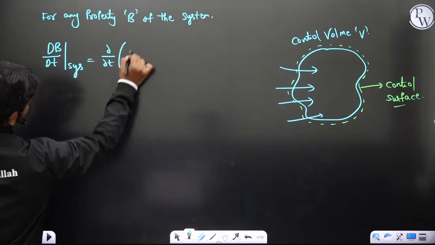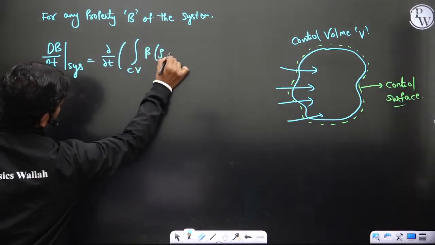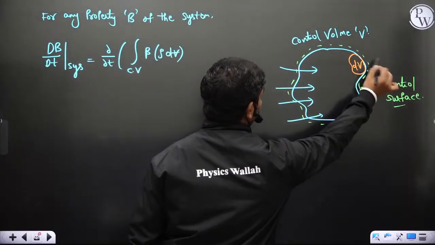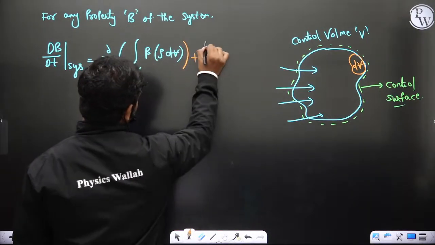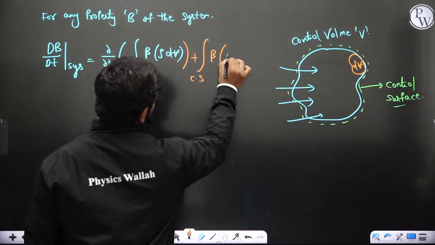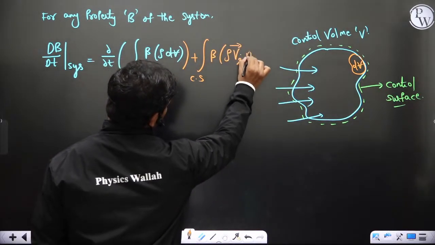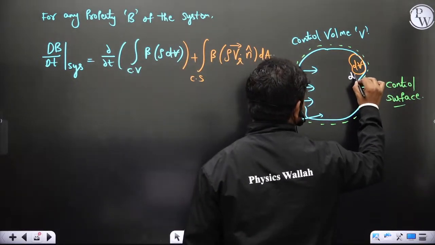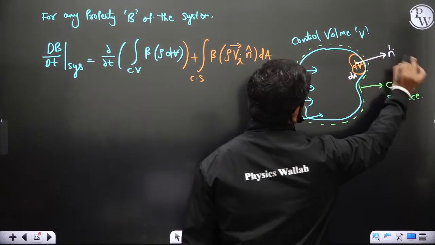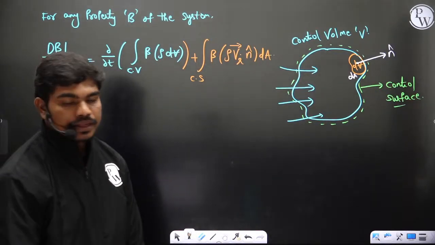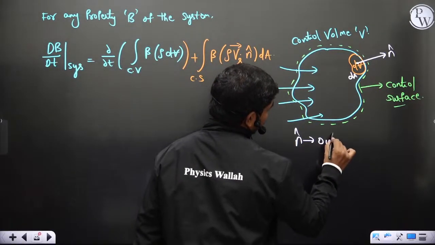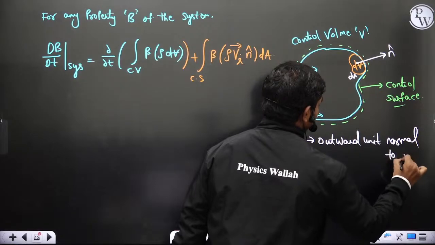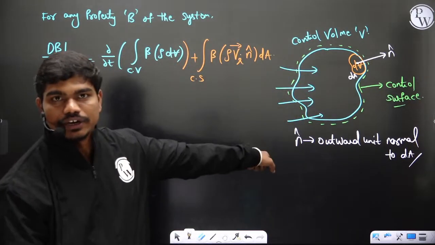∂/∂t of the time rate of change over the complete control volume of beta times rho dV. dV is some small elemental volume which you pick somewhere in the control volume. Then this is the time rate of change, plus the integral over the control surface of beta times rho V_R, the relative velocity at which fluid leaves, dotted with n cap dA, or dS, whatever you want to say. This is dA, the elemental surface, and n cap is the outward unit normal to dA. I have derived this equation in that video, so please go through that video once.